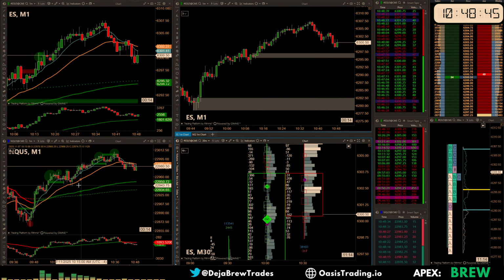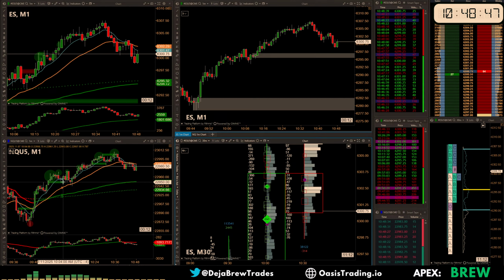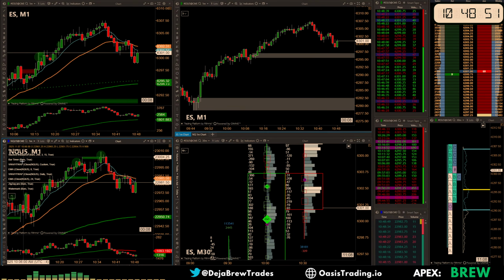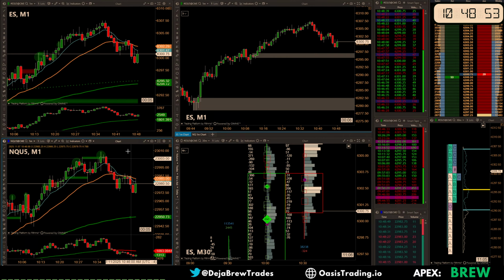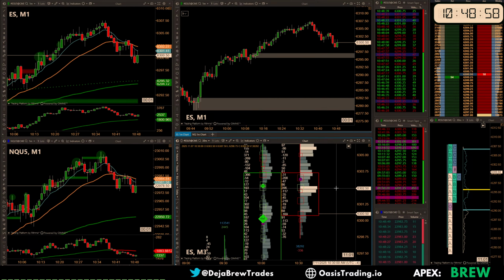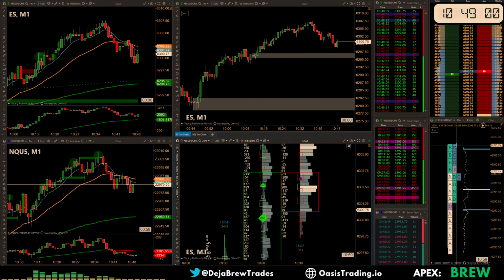Oh, the horizontal ones? The horizontal ones are stacked imbalances. Those are from delta imbalances. The indicator is literally called stacked imbalance. Putting in another poor high.